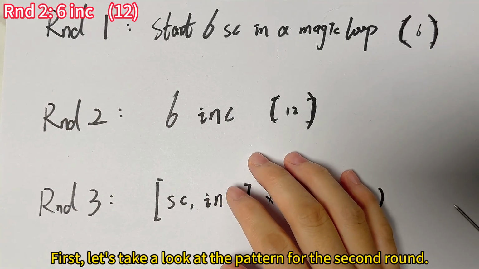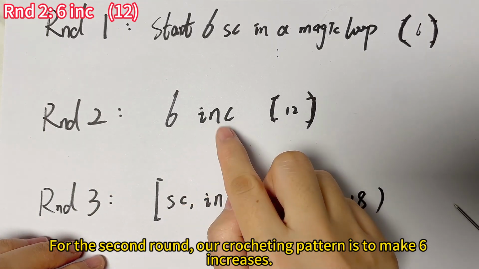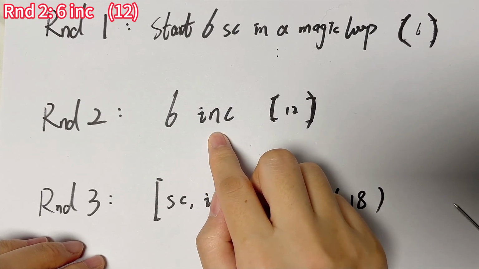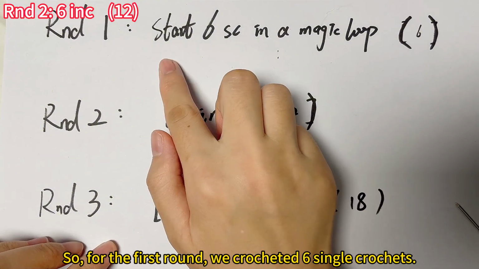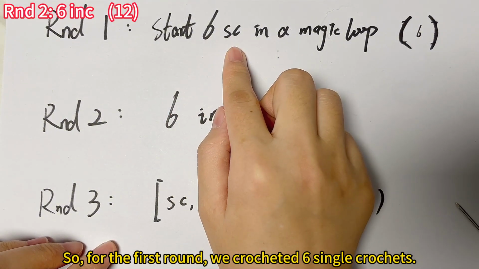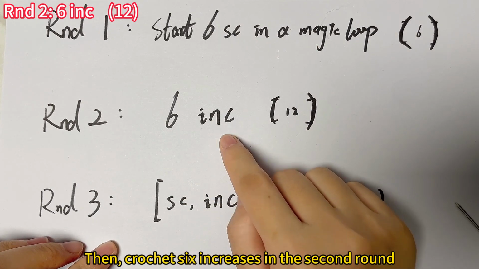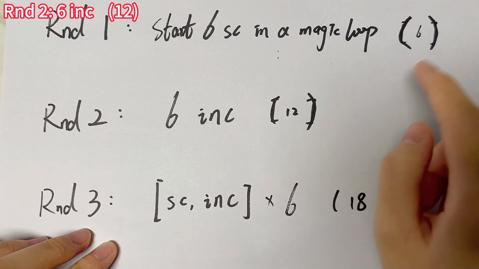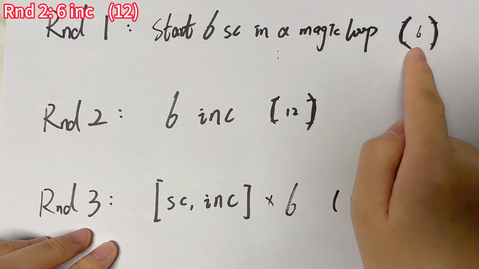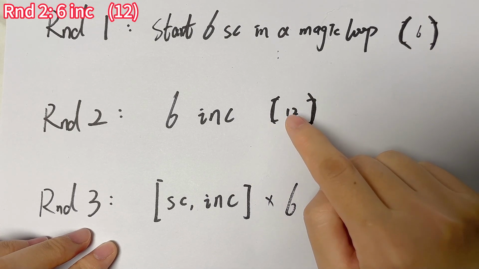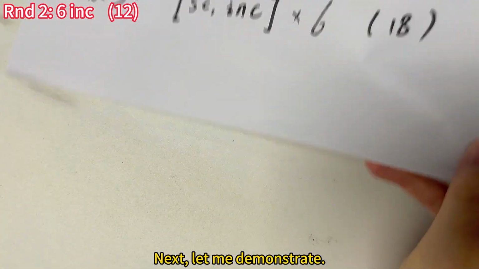First, let's take a look at the pattern for the second round. For the second round, our crocheting pattern is to make 6 increases. After completing this round, it will become 12 stitches. So, for the first round, we crocheted 6 single crochets, 6 stitches in a magic loop. Then, crochet 6 increases in the second round. We need to increase 6 stitches based on the first round, increasing to 12 stitches. Next, let me demonstrate.